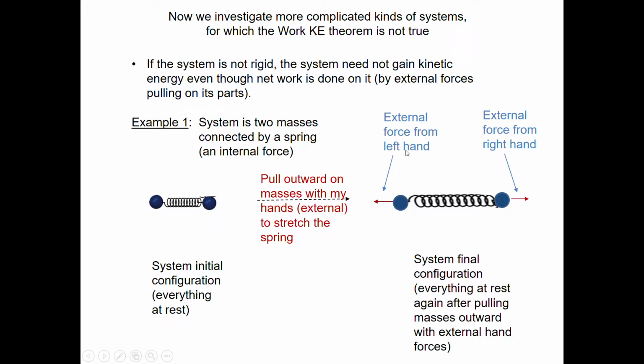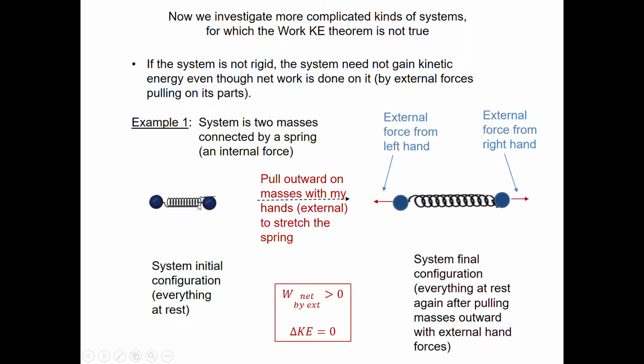Those forces from my hands we're going to consider to be external forces. In other words, the spring force is the only internal force by definition in our system. In this case, you can see that I've done positive work with my left hand. I pushed with my left hand to the left as I was stretching it. That's positive work because I'm pushing in the same direction it moved. And I've done positive work with my right hand. Again, I've pushed in the same direction it moved. So the net work done by the external forces, my hand forces, is positive in this case.